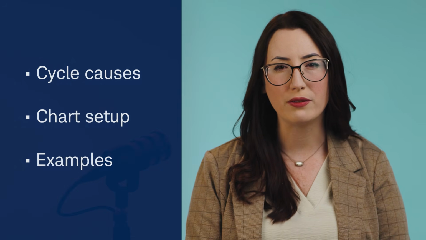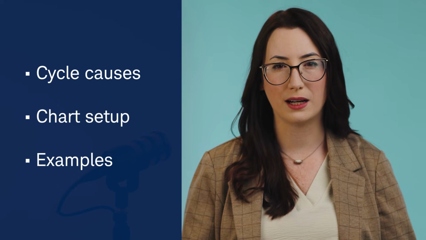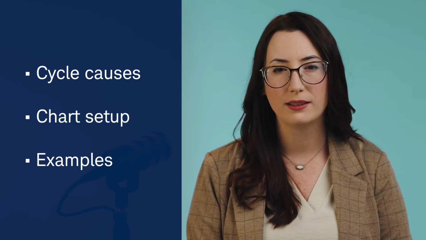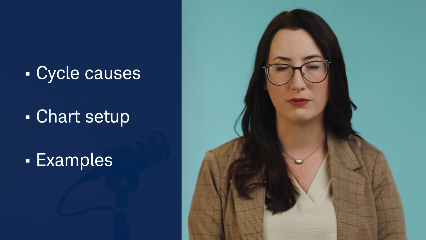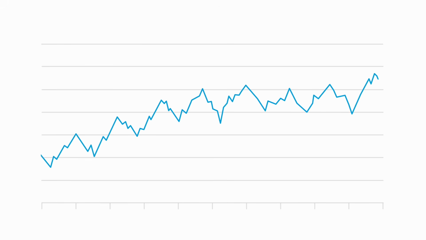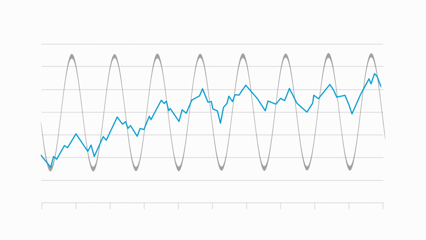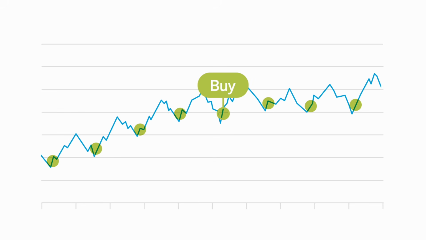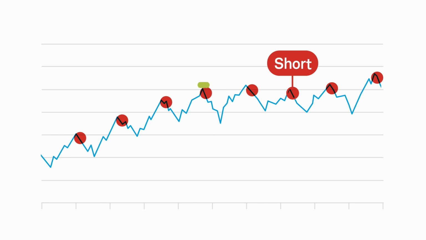We'll discuss what's driving those cycles, how to set up and use seasonality charts, and then we'll look at some specific examples. A stock's price commonly creates highs and lows over time. A cycle is the time from one low to the next low. Ideally, traders would make bullish trades on the upswings and bearish trades on the downswings.